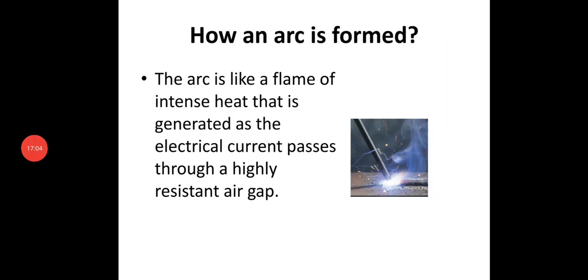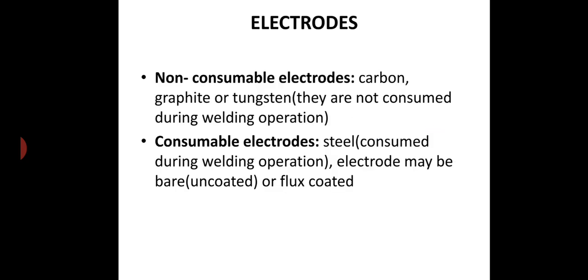So as discussed above, an arc is actually a flame, or a sparking, caused by the passage of electric current across a resistant air gap. You are making an air gap between your anode and cathode, similar to a spark plug, so it can generate an arc.